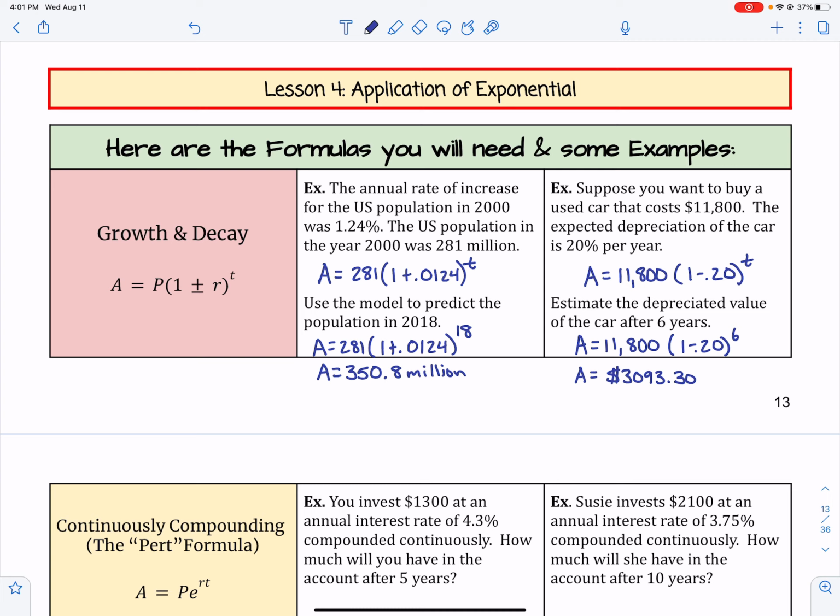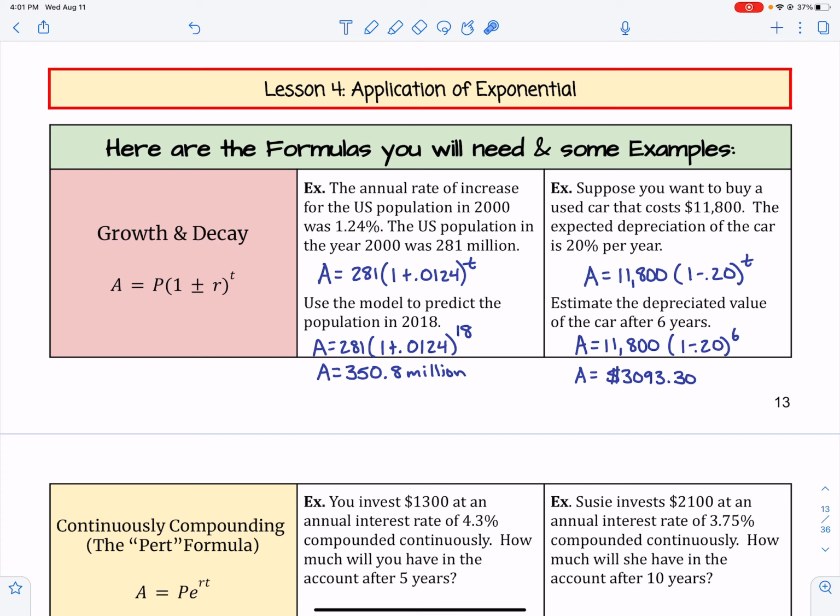The annual rate of increase for the U.S. population in 2000 was 1.24%. The U.S. population in the year 2000 was 281 million. So notice I have put the initial amount of 281 out front. It's increasing, so I put 1 plus the rate. Notice we write the rate as a decimal, so I put 0.0124 to represent 1.24%.